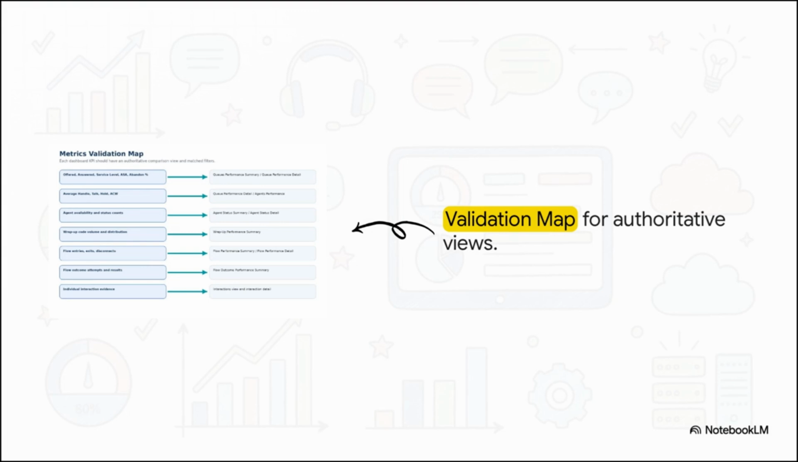Now, what's really interesting here is the metrics validation map. Think of it as your exact answer key for validation. It shows you exactly where to look. If you're validating interaction volume, like offered or answered, map that directly to the queue's performance summary. Checking agent counts, map that right over to the agent status summary. Just follow the arrows, match the filters, and prove your numbers.